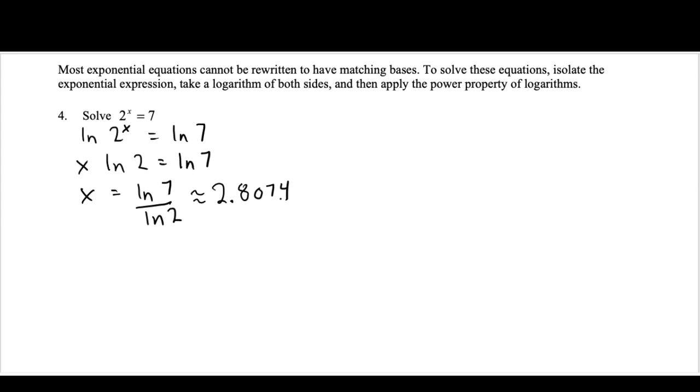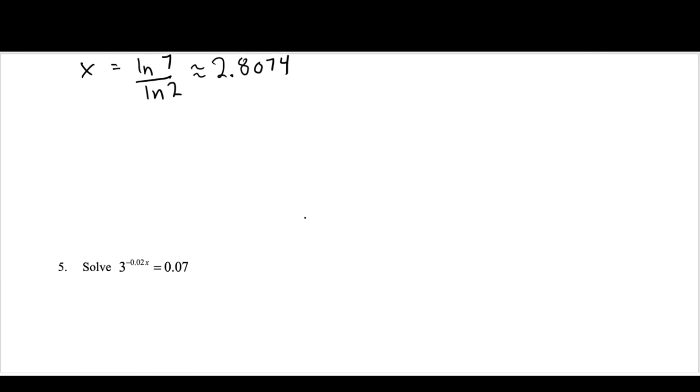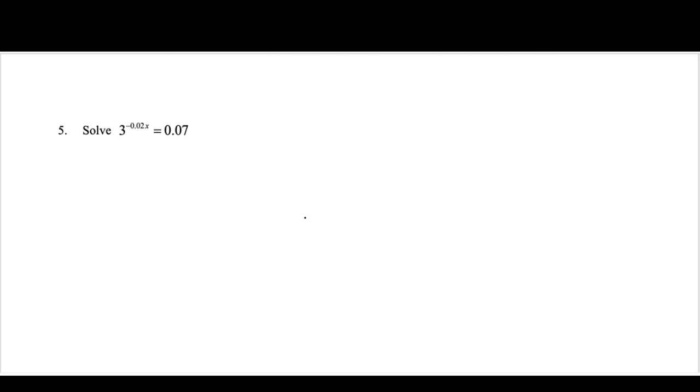So that is the technique that you would apply when you cannot use the equivalence property. Let's look at another example. 3 raised to the power of negative 0.02x equals 0.07.